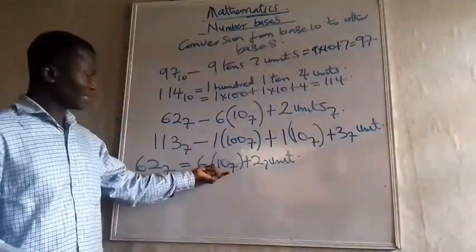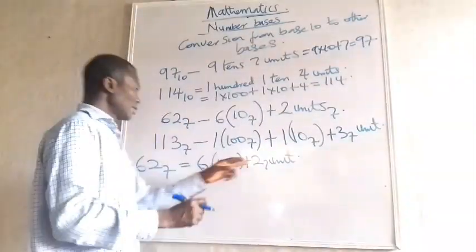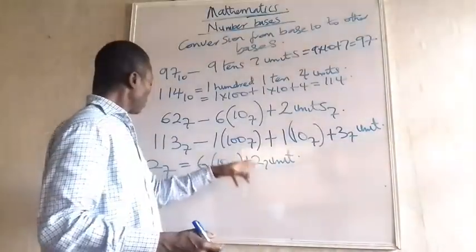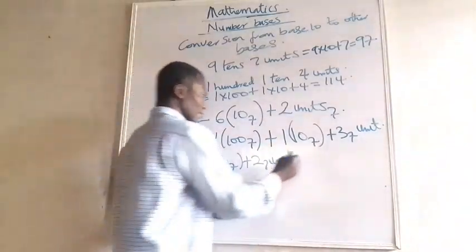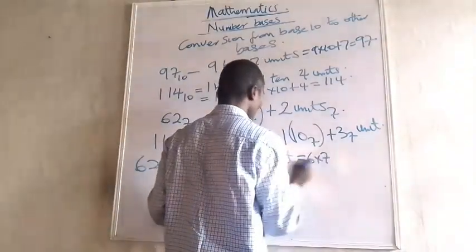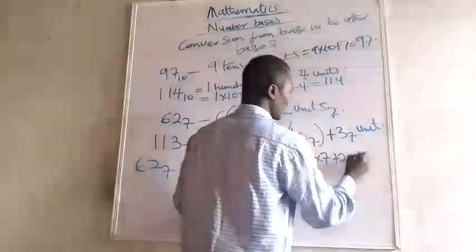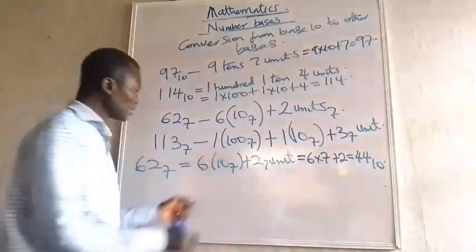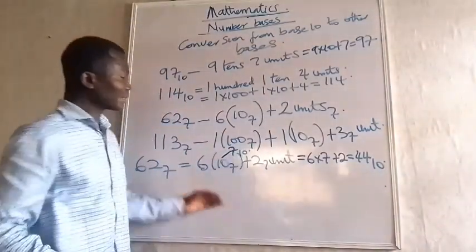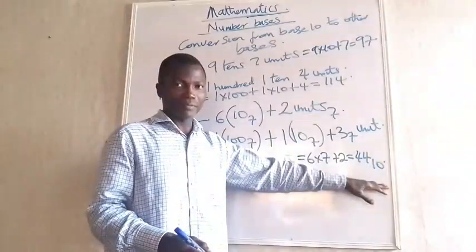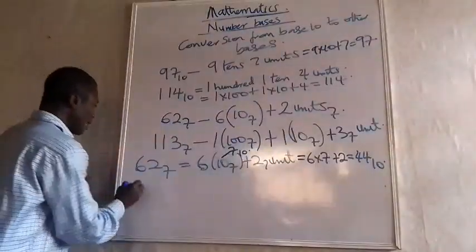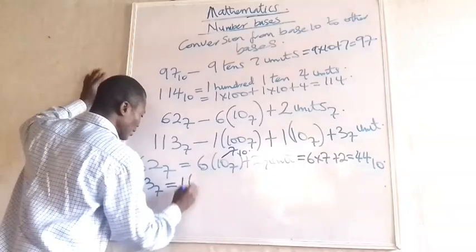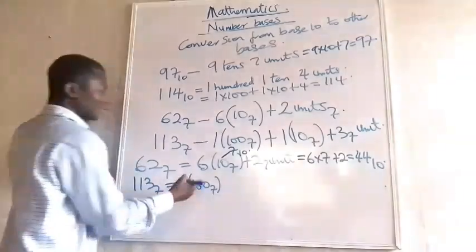And what is 7? 10 in base 7, that is 7. Now, 7 times 6, that is 42. 42 plus 2, that is 44 base 10. Please try to understand. I got this one; this one is 7 in base 10. That is how I convert to base 10. Now, you can see in this place I have 113 base 7, and that is going to be 6, and 1 into 100 base 7. And what is 100 base 7? 49.